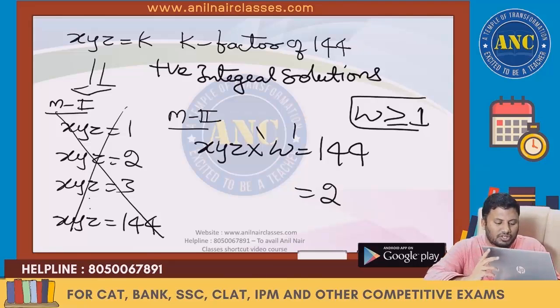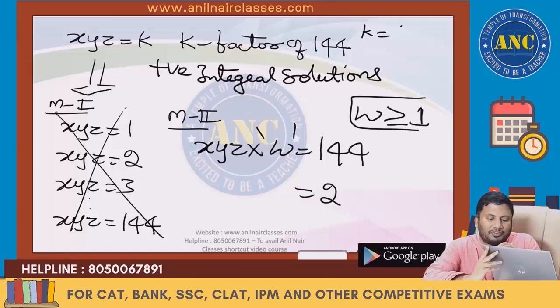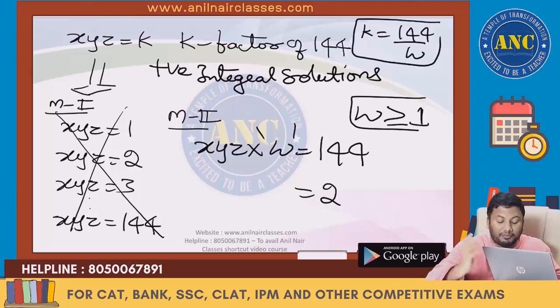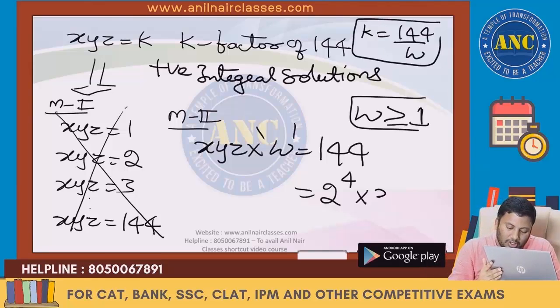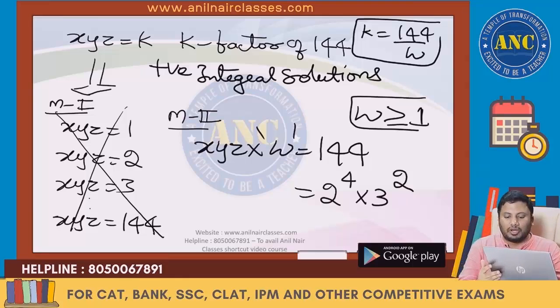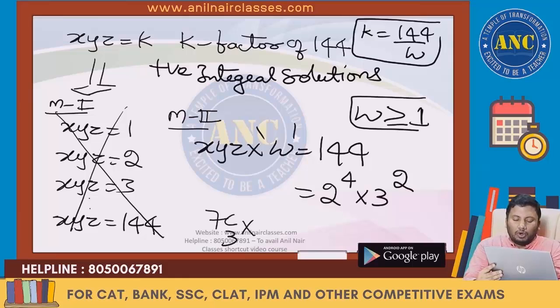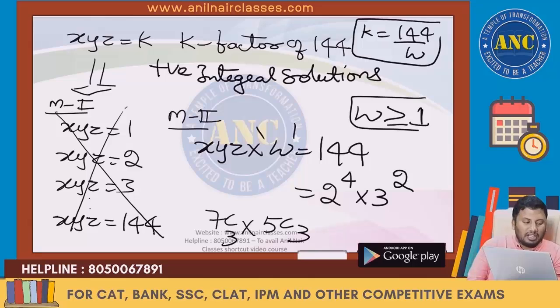Or in other words, a factor K of 144 is of the form 144 by W. 144 is 2 power 4 into 3 square. 4 plus 4, 8. 8 is 7C3. 2 plus 4 is 6. It is 5C3. Answer is 7C3 into 5C3. I hope the idea is clear.